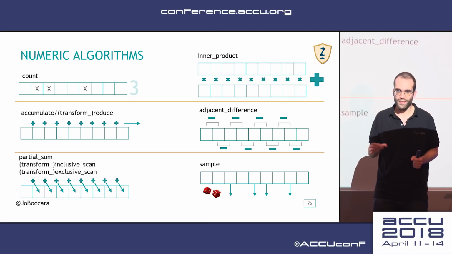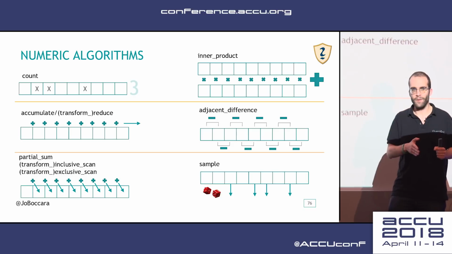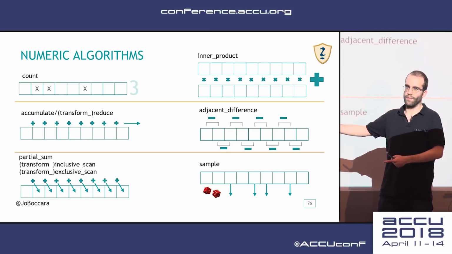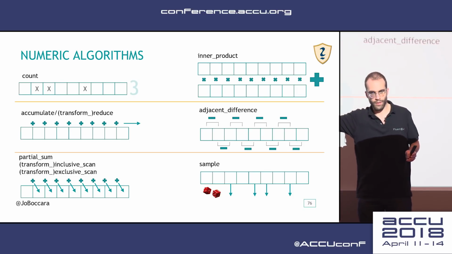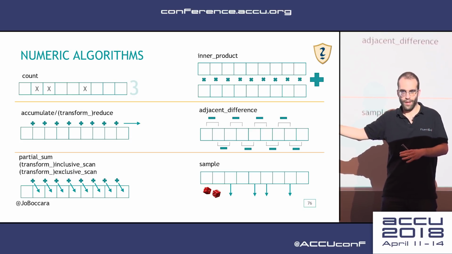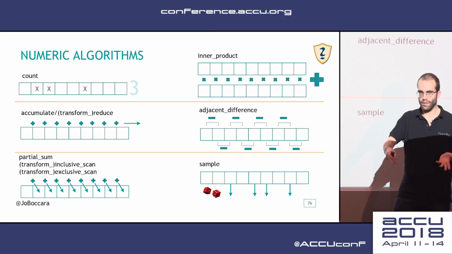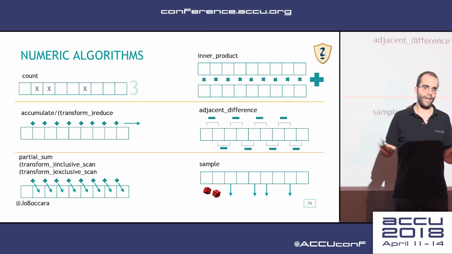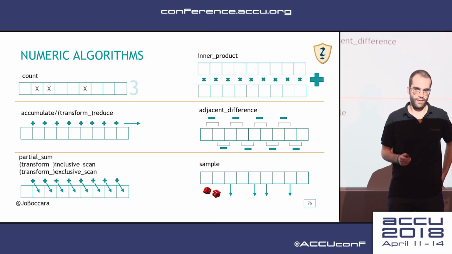But exclusive scan makes the partial sum of the values up until one position, but without including it. So, for example, the first one stays the same. The second one is equal to the first one. The third one is the first one plus the second one. The fourth is 1 plus 2 plus 3, right? So that's exclusive scan because it excludes the current one. And transform, either inclusive or exclusive, is like transform reduce and applies a function before performing the exclusive or inclusive scan.